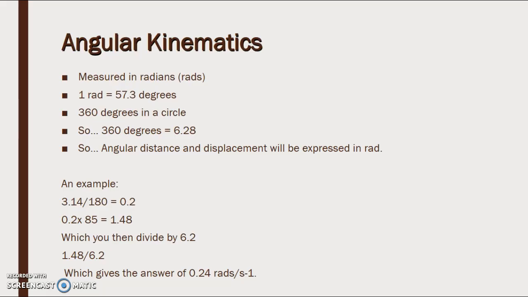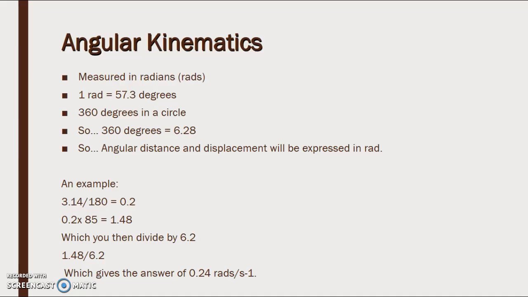So there's 360 degrees in a circle, so 360 equals 6.28 rad. So angular distance and displacement will be expressed in rad. To convert degrees to radians, you have to divide pi by 180, which is 0.02, and then you times it by the degrees.